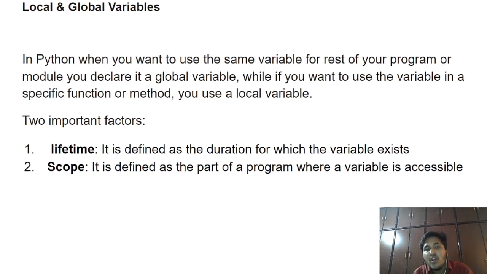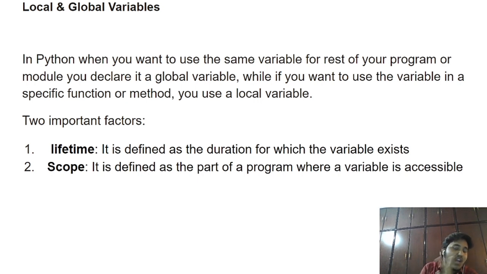So in Python, if you want to use the same variable for the rest of your program or module, you declare it as a global variable. Whereas if you want to use the variable inside a specific function or a method, then you will call that variable a local variable. If you declare the variable as a global variable, then you can use that variable however you want. But if you want to restrict that variable to within this function or within the class, then you should declare that variable as a local variable.